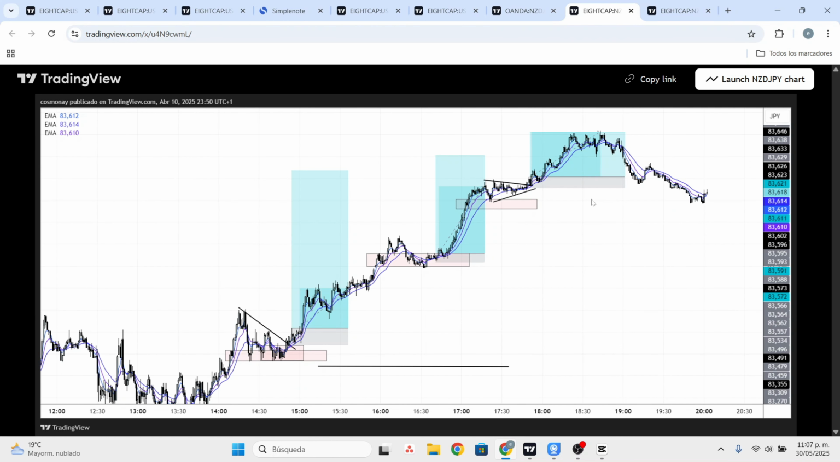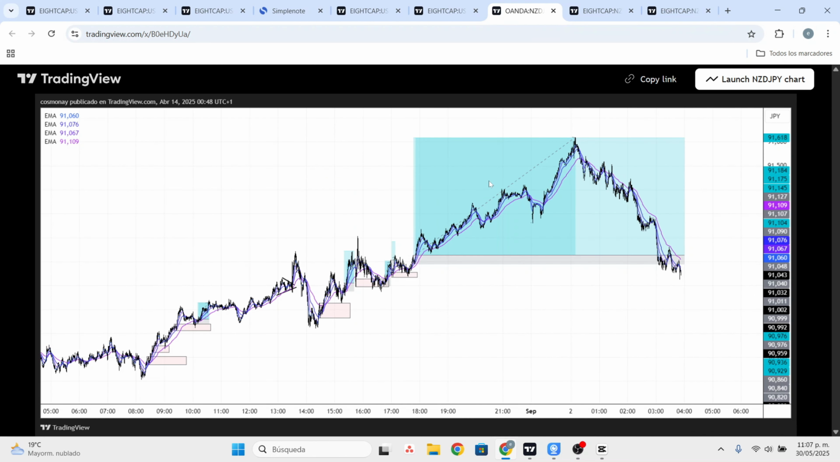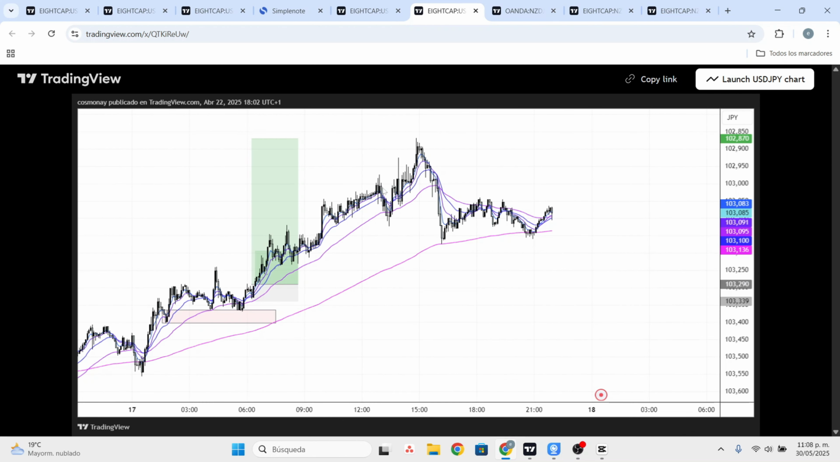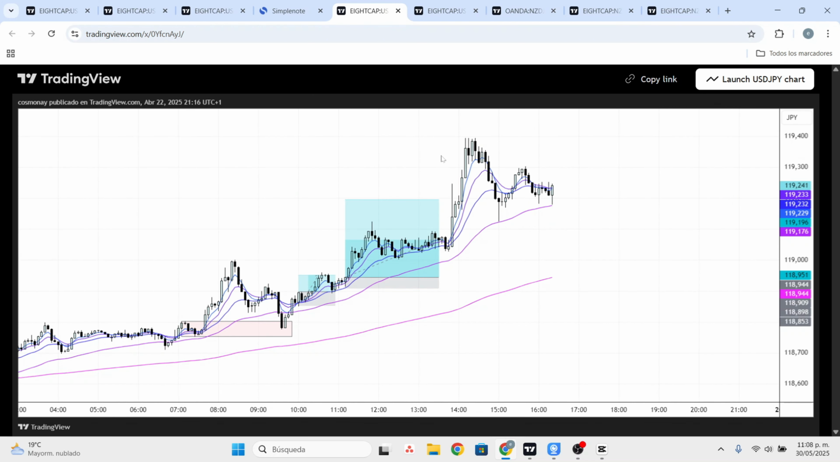We can see another example here. Price went up a bit, it had a drawdown, and then it delivered. It went slightly above, it retraced, and it delivered. We can see more examples here. Price instantly delivered and it never came back. Price instantly delivered.